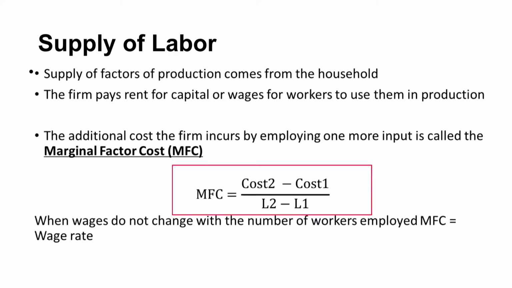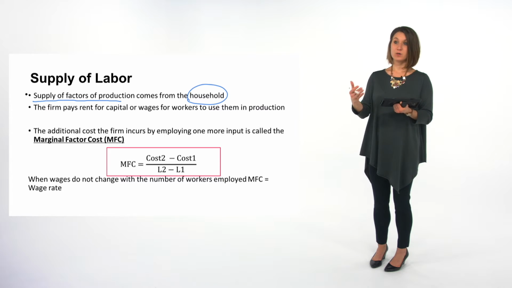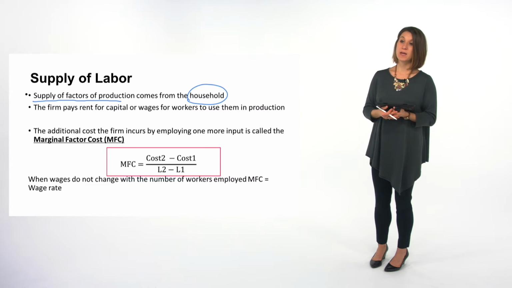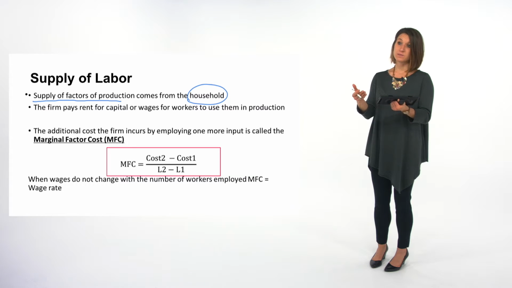Okay, so now let's think about the supply of labor. As we have mentioned already, the supply of the factors of production comes from the household. And we can think about this in terms of our own roles as employees. So when you work at a job, you are essentially offering your labor, or supplying your labor, to your employer. In exchange, he pays you a wage rate. So as you can see, individual consumers and individual households are the suppliers of labor.